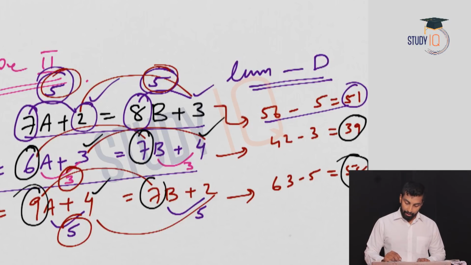Then 58 divided by 7, the remainder is 2, because 56 is a multiple of 7. I hope this is clear.